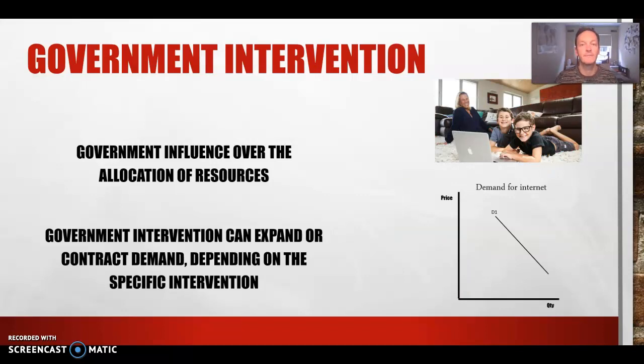Okay. So after you guys have all been homeschooled, not homeschooled, but doing your learning from home, which is a government intervention, they've told you that you have to learn from home. What is the effect on the demand for internet services, do you think? And this one should be easy. It's going to be an increase in demand. Now, is that a shift to the right or to the left? And it is a shift to the right.